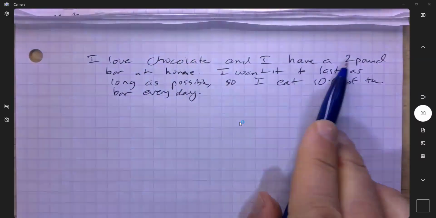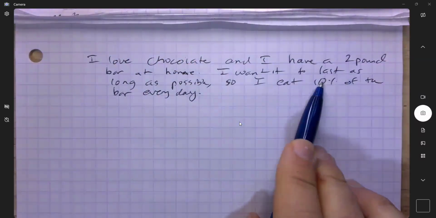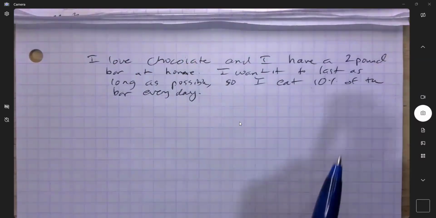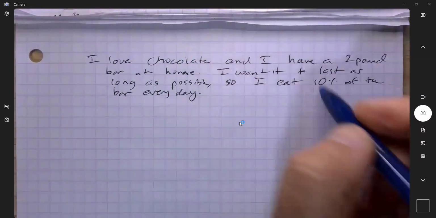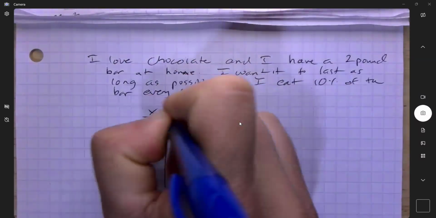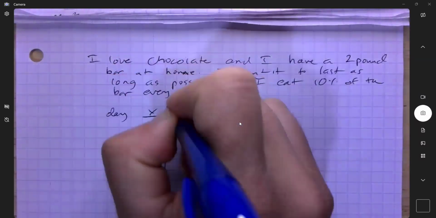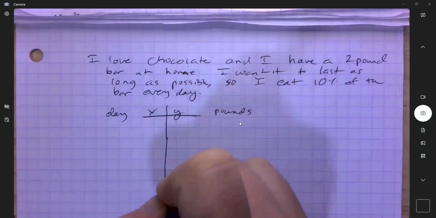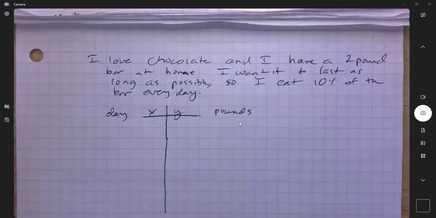So 2 pounds is like 32 ounces. So first I eat 3.2 ounces. And then I have to eat a little bit less and a little bit less. And let's make a table to explore this. So X is going to be the day, and Y is going to be the pounds. I'm going to be using Desmos to help me with the arithmetic, because one thing about exponential functions is since they're repeated multiplication, the numbers can change pretty quickly and not in a very standard way.